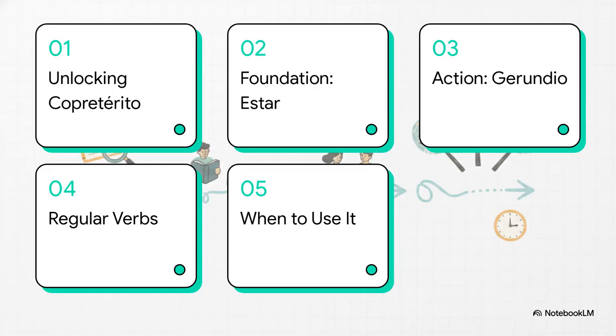To get us there, we've got a great little roadmap. 1. Unlocking the Copretérito. 2. The foundation, which is the verb estar. 3. Action in progress with the gerundio. 4. The patterns of regular verbs. And finally, 5. Exactly when to use it all.